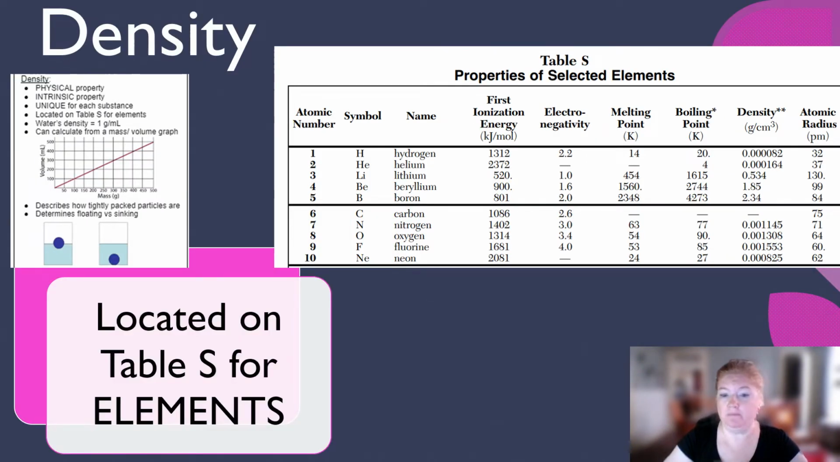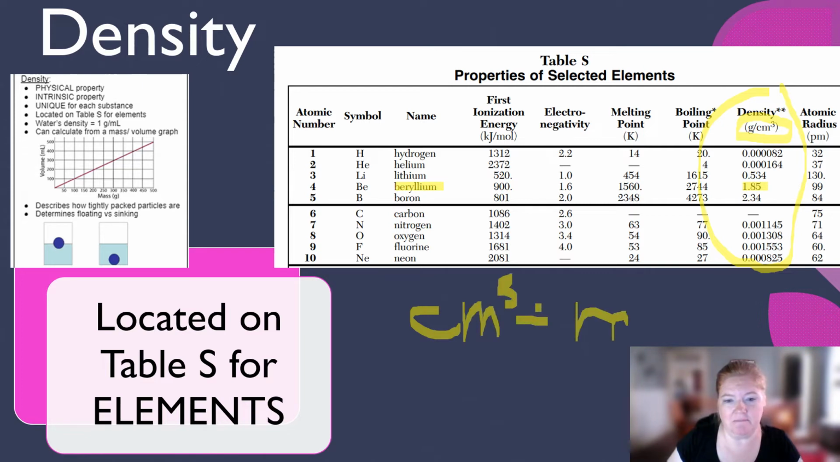Okay, so again, for elements, the density is located on Table S. So right here, this column. Okay, so you want to know the density of beryllium, right here, 1.85. And it is grams per centimeter cubed. And a centimeter cubed is the same as a milliliter. That's an important thing to remember. Plug it in there.